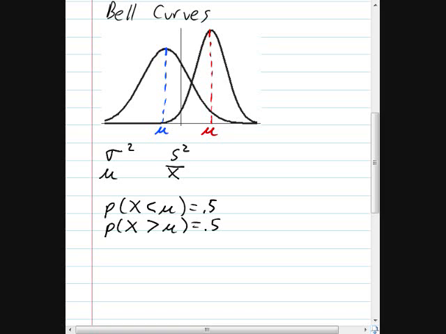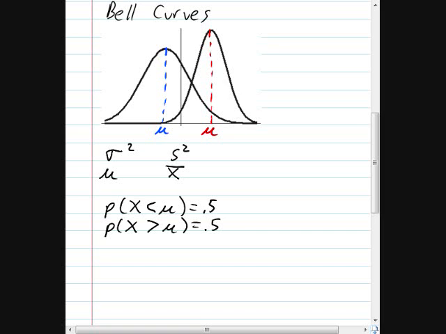Looking at our two example bell curves, we can immediately see that normal random variables can have different means. But also notice that the normal random variable represented with the red mean is narrower in its bell curve than the normal random variable represented with the blue mean.